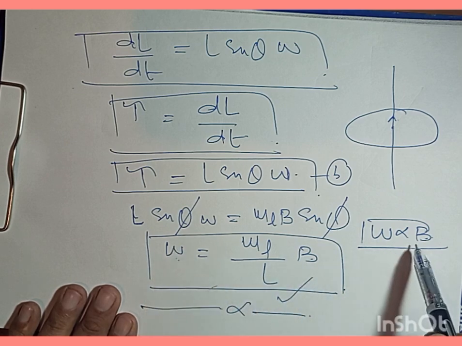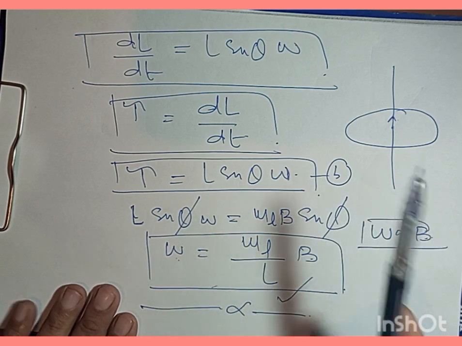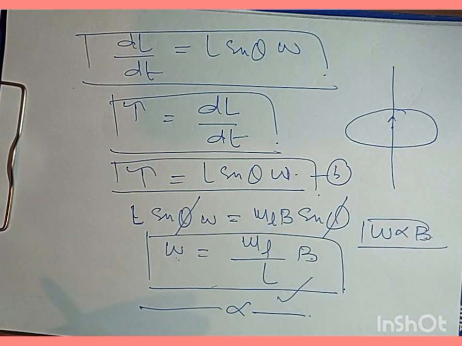So omega has a direct dependence on the application of the magnetic field, and this Larmor formula plays a vital role in explaining phenomena like the Zeeman effect. And there are other points of interest in atomic physics where this Larmor formula is used.